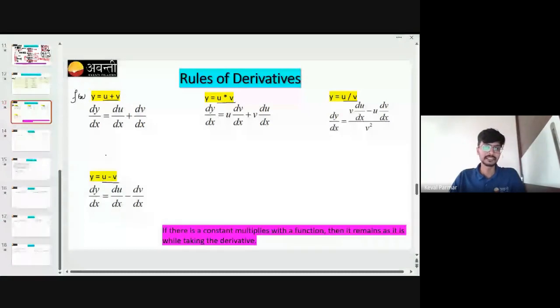Let us take a very simple example. If I take a function y is equal to x square plus x. This is the addition. Now, if I write dy by dx, which is the derivative of y with respect to x, what is the derivative of x square? The derivative of x square is 2x. And what is the derivative of x? It is 1.